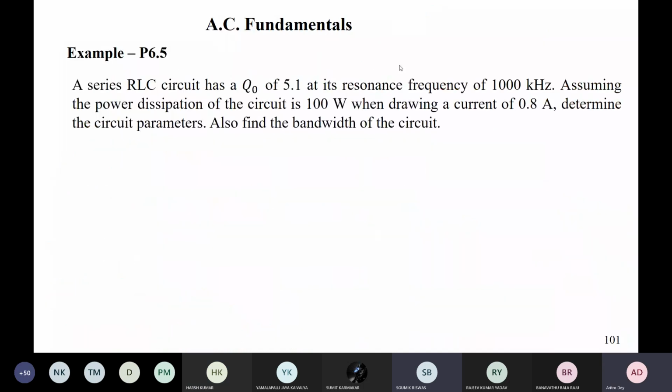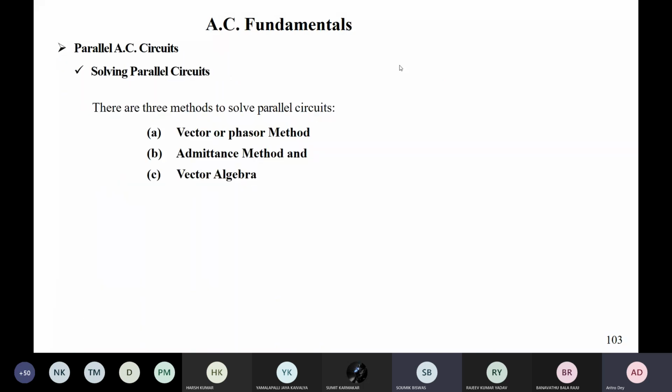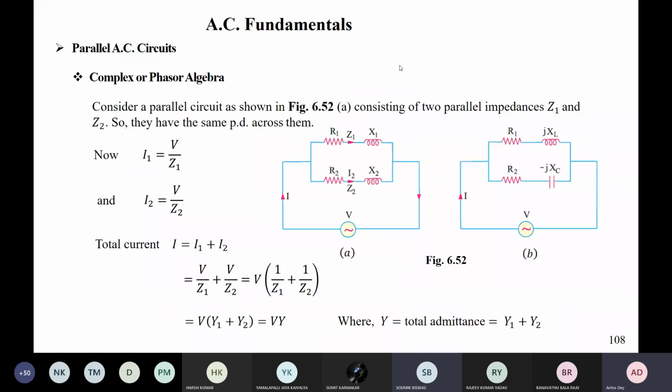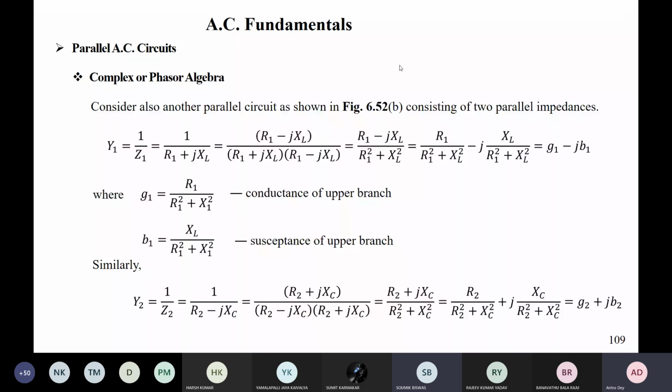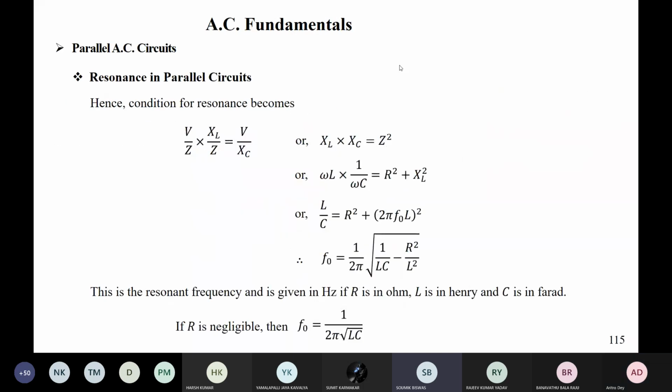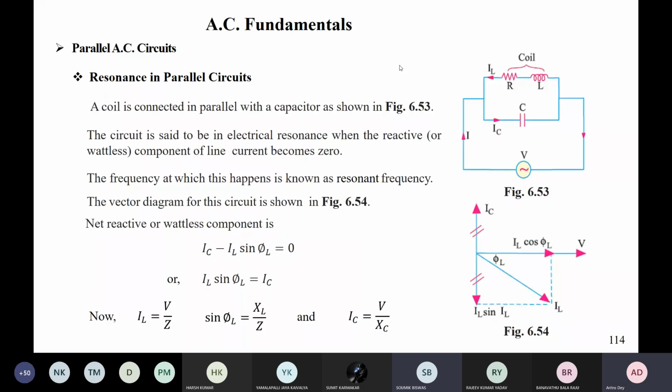Now we'll move to the problem. It is solved. I'll ask you to go through it because there is not much time left. So we'll go to the parallel resonance part. This part was already discussed. So kindly go through the problems which are solved, and if you cannot understand, then you can get back to me.